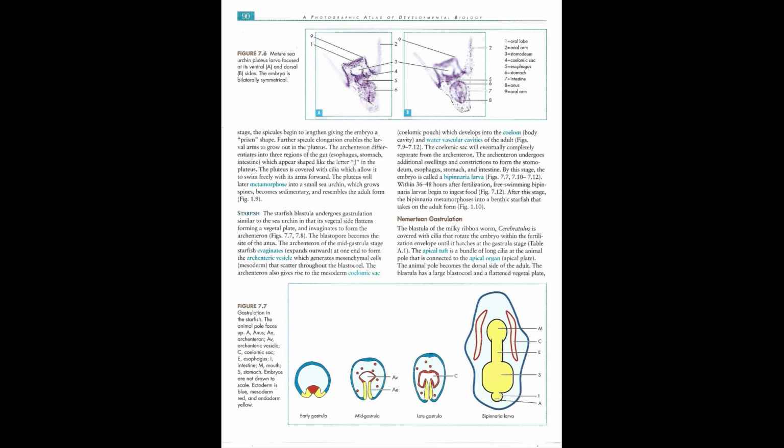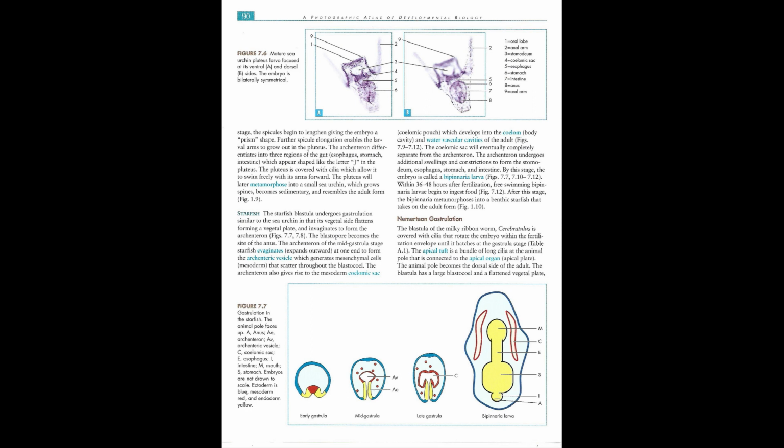Fig. 1.9. Starfish. The starfish blastula undergoes gastrulation similar to the sea urchin in that its vegetal side flattens, forming a vegetal plate, and invaginates to form the archenteron, Fig. 7.7, 7.8. The blastopore becomes the site of the anus. The archenteron of the mid-gastrula stage starfish evaginates, expands outward, at one end to form the archenteric vesicle, which generates mesenchymal cells, mesoderm, that scatter throughout the blastocoele.